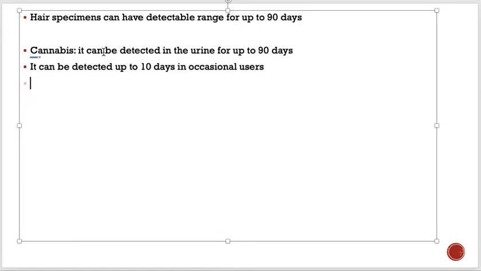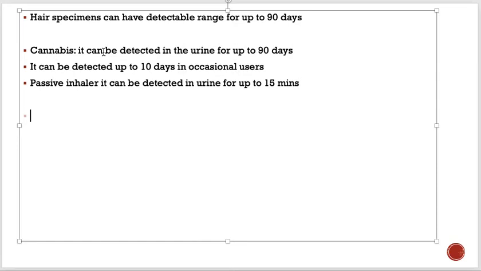And a very nice piece of information for many is that if you are a passive inhaler, like you're just sitting in a room in which someone is consuming that, it can be detected in urine for up to 15 minutes. Okay, so they are safe, of course. So this is the point about cannabis.